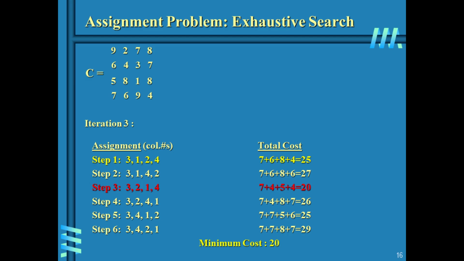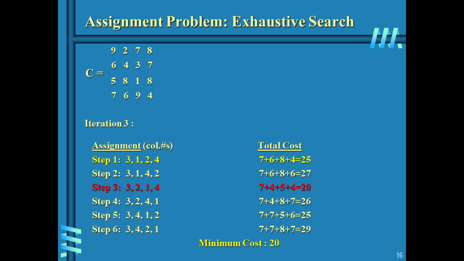The fifth step in iteration number 3 is assigning job 3 to person 1, job 4 to person 2, job 1 to person 3 and job 2 to person 4 whose total cost is 25. Coming to the final step of iteration number 3 is assigning job 3 to person 1, job 4 to person 2, job 2 to person 3 and job 1 to person 4 whose total cost is 29. So among the 6 possible ways in iteration number 3, the minimum cost here is 20.